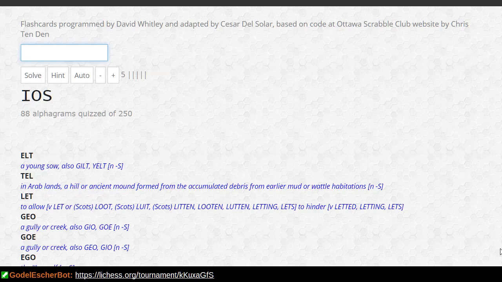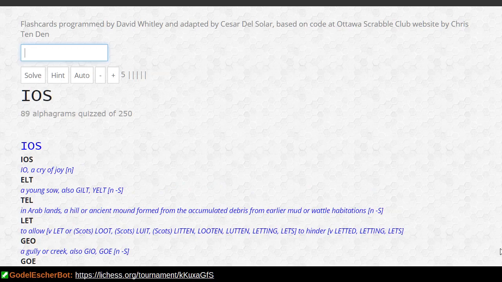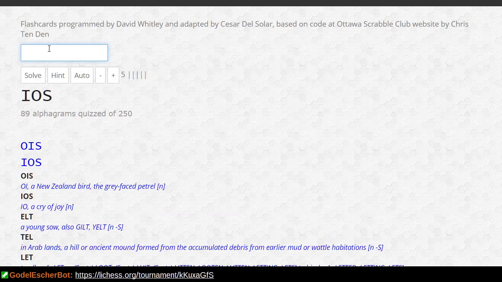Ios, cry of joy. iOS, cry of joy. No, all right. Oh, interjection, plural form. No. Here it means a New Zealand bird. Yeah, interjections don't take plurals, but this is valid anyway. ISO is an isometric. An isolated replay. The fact that I don't know what that means just means I don't know words. Doesn't mean anything about the validity of the word.